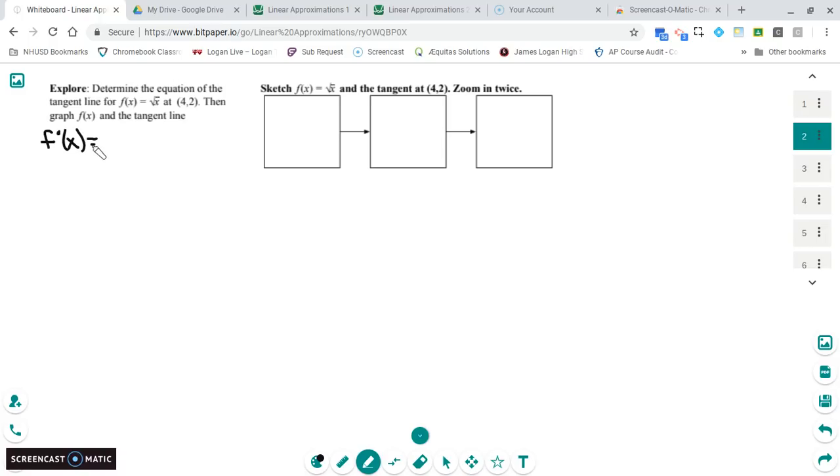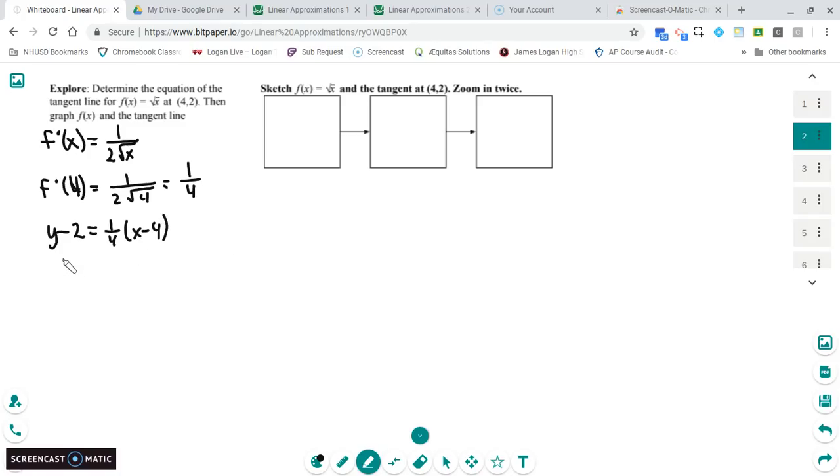The derivative of square root of x is 1 over 2 square root of x. And now I want to evaluate that at the point when x is equal to 4. So that's 1 over 2 times the square root of 4, which is 1 over 2 times 2, which is 1/4. All right, so the slope of the tangent line is 1/4 at the point (4, 2). So now we can write the equation of the tangent line. y minus 2 equals the tangent slope of 1/4 times (x minus 4). And of course, we always put it in point slope form.